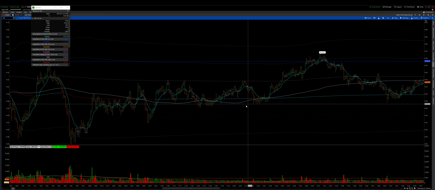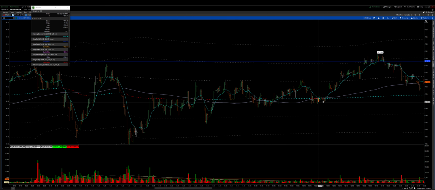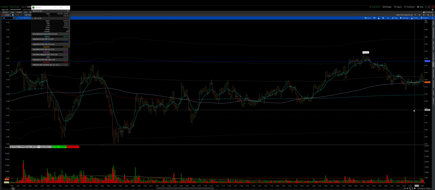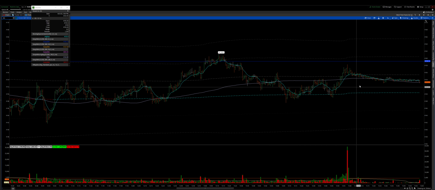So that's why I like to look at the 144 whenever we're pulling into it. Sometimes it acts as a support or an area of resistance, determining how the day's been moving in a larger time frame sense.